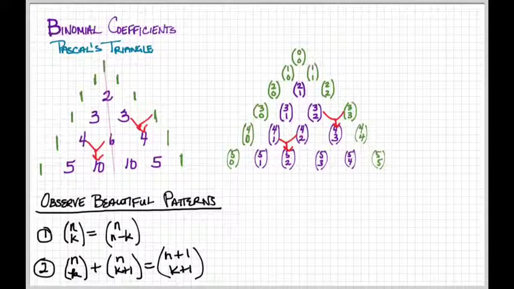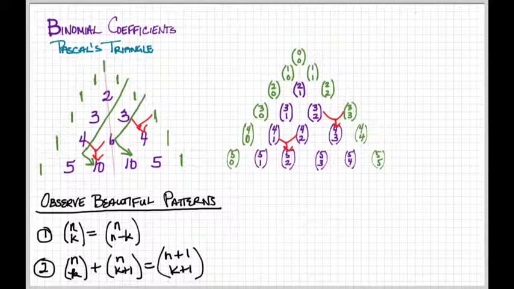One of my favorites is called the hockey stick identity, and if you add the numbers down this diagonal, 1 plus 2 plus 3 plus 4, and then you sort of draw the hockey stick end, you get the answer. That's 10. Here we have 1 plus 3 plus 6, which is also 10. Or we can take the outside edge. 1 plus 1 plus 1 plus 1 plus 1 is 5.